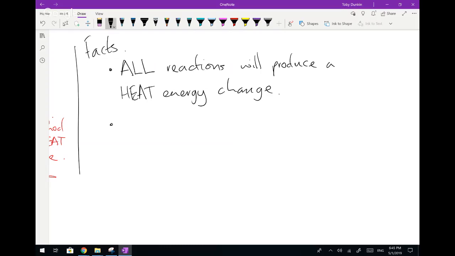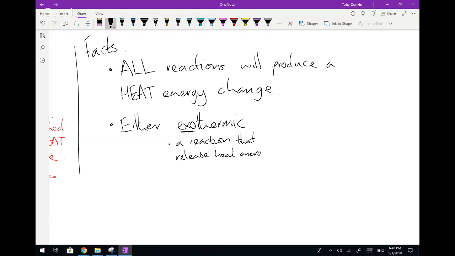Secondly, they are either exothermic, and at this point the definition of this appears. So exo comes from the Greek exon, meaning outside, is where that actually comes from. So this one is a reaction that releases heat energy. Don't ever say them without each other. That releases heat energy to the surroundings.